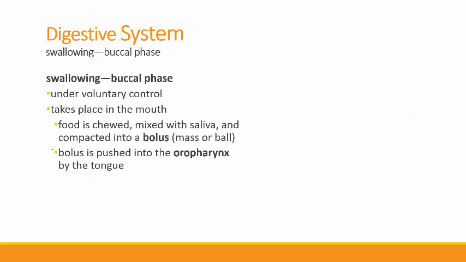So the first stage, the buccal phase, is under voluntary control, and it takes place in the mouth. And as we chew our food, it gets mixed with saliva and gets compacted into what's termed a bolus, a mass, or a ball of food material. And we use our tongue to force the bolus back toward the oropharynx. It's the portion of the pharynx that's closest to the mouth. So as we push it back toward the pharynx, that's the buccal phase.